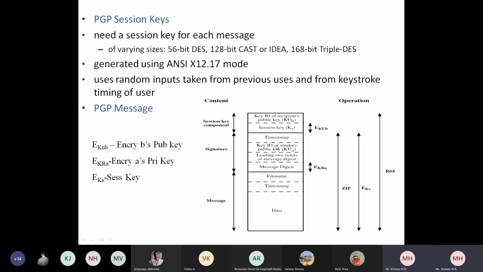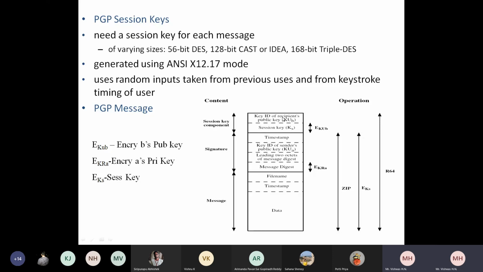And you can see here that this is not compressed. The compression happens only for the signature and message, not for this. Is that clear? Then you have a signature component here. In that signature you have a timestamp and the key ID of the sender's public key. Is that clear?